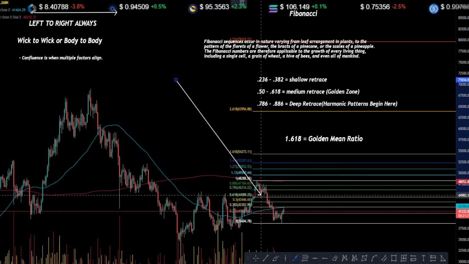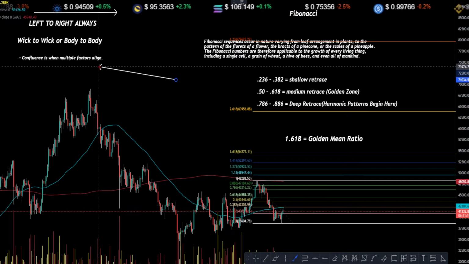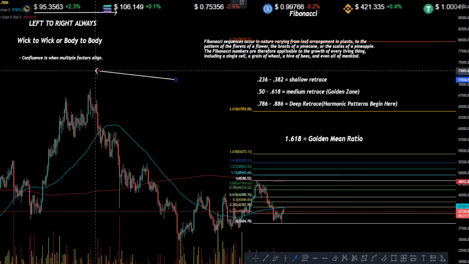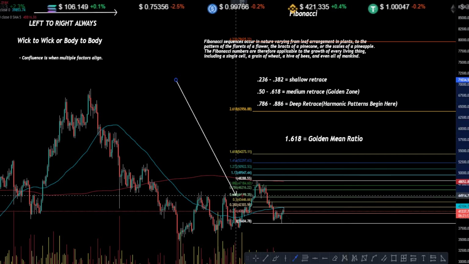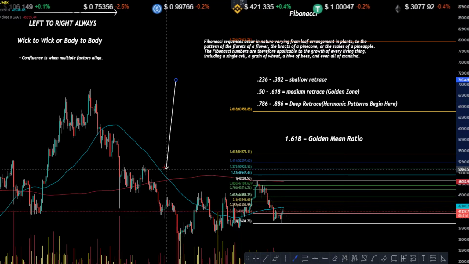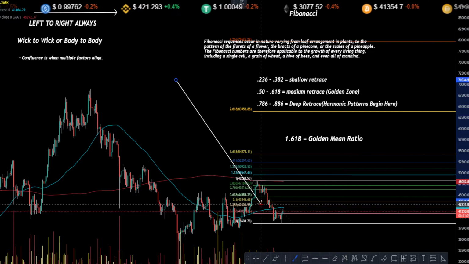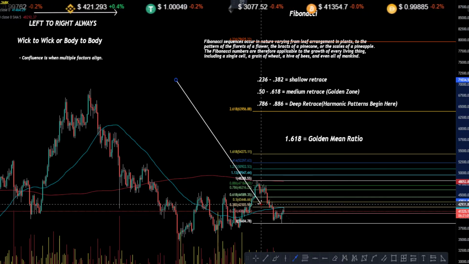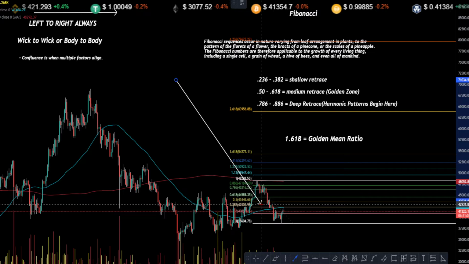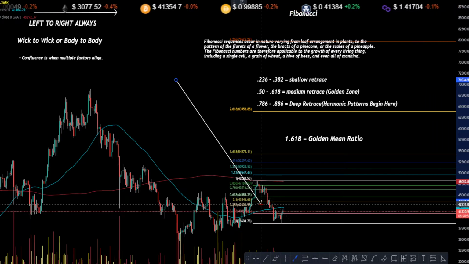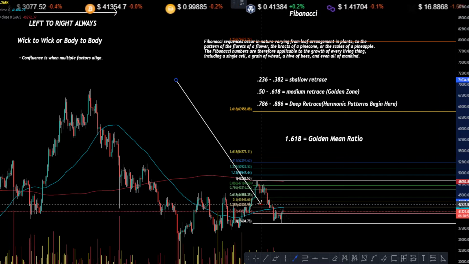Now this comes back to the confluence that I mentioned in the beginning. Confluence is when multiple factors align. So what you can see down here, this blue squiggly line is what's called the 50-day moving average, which is something that is used by technical analysts as an area of potential resistance or support.